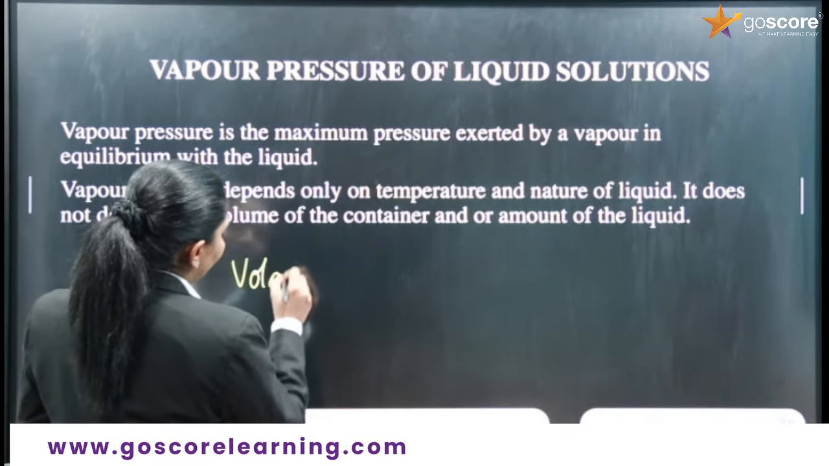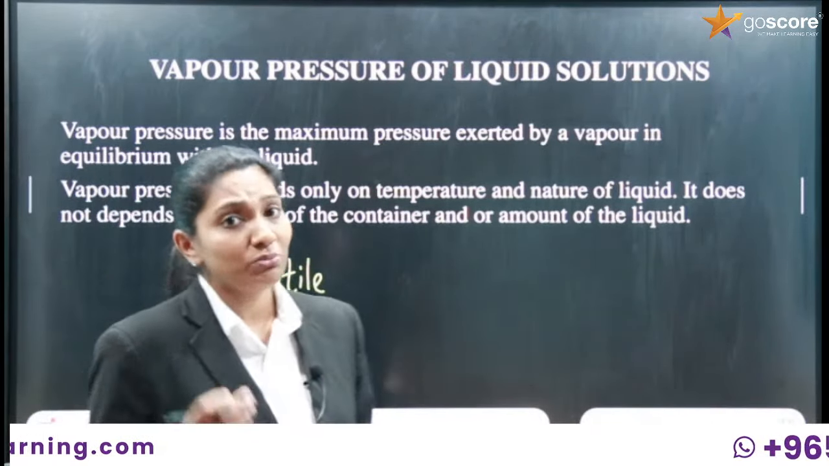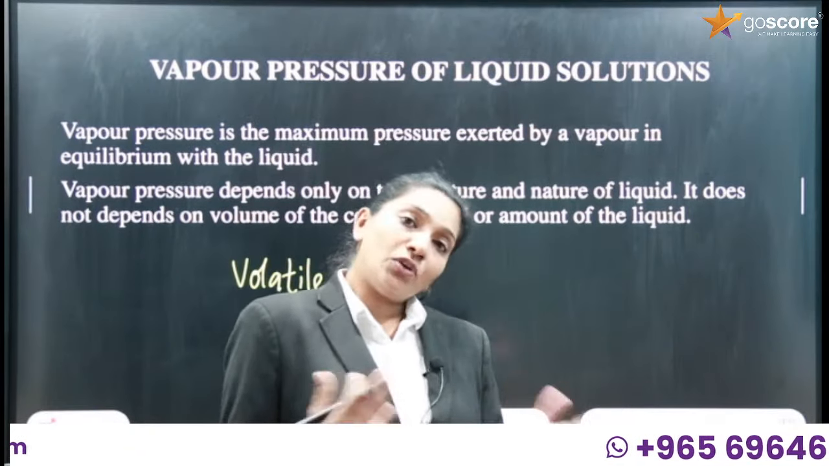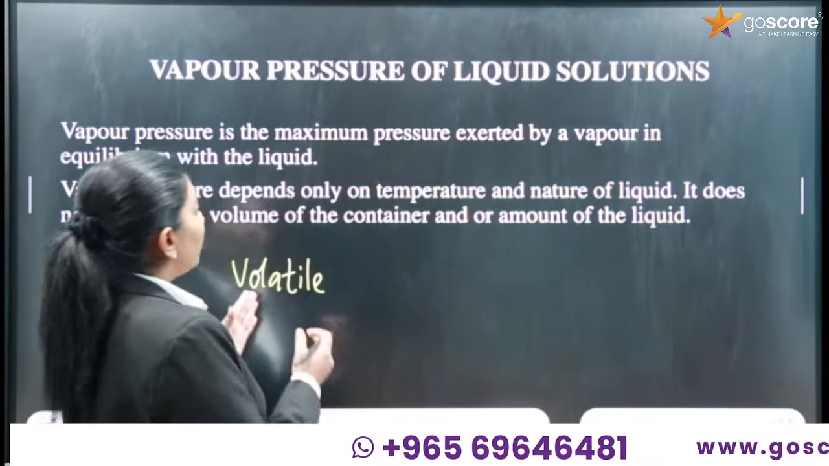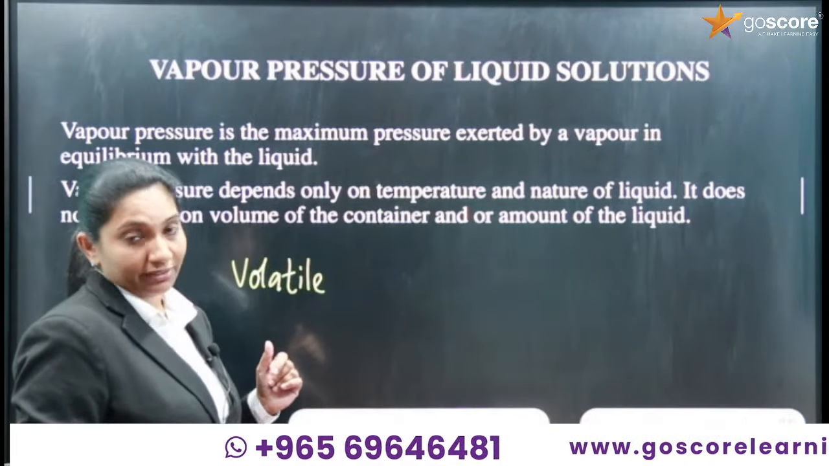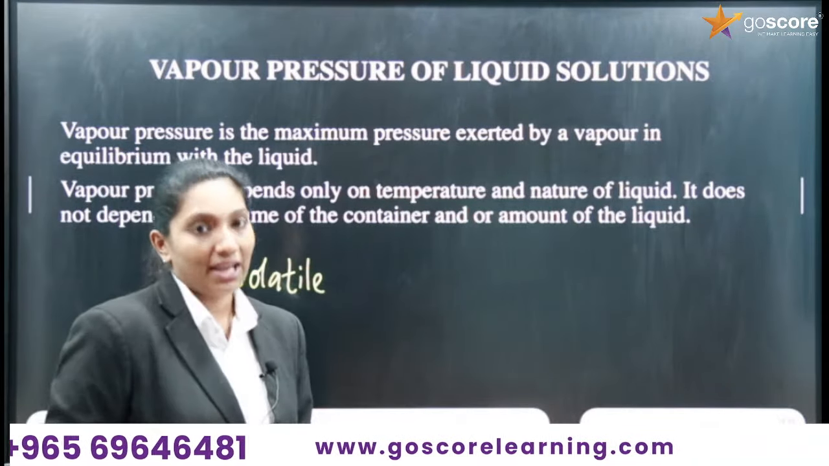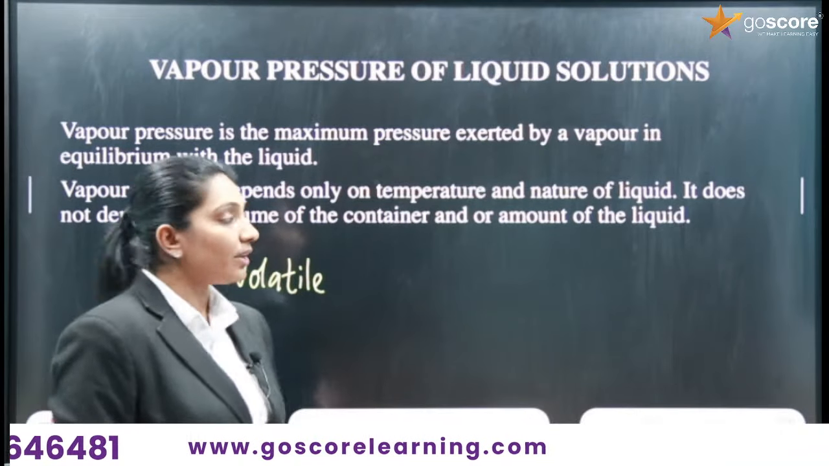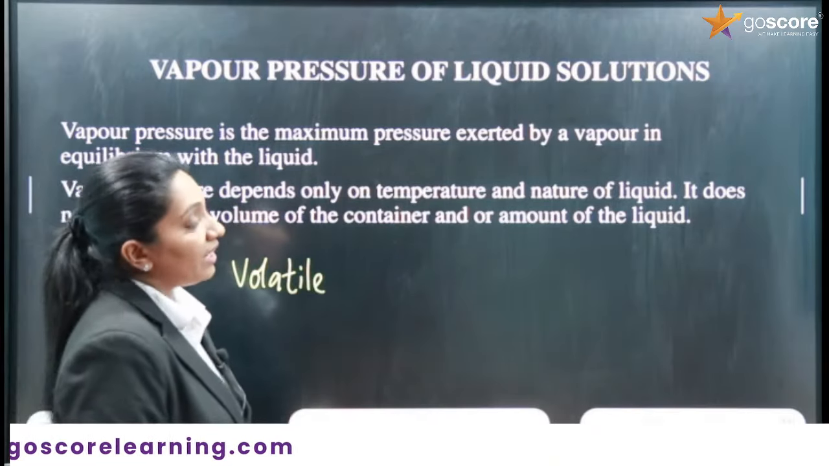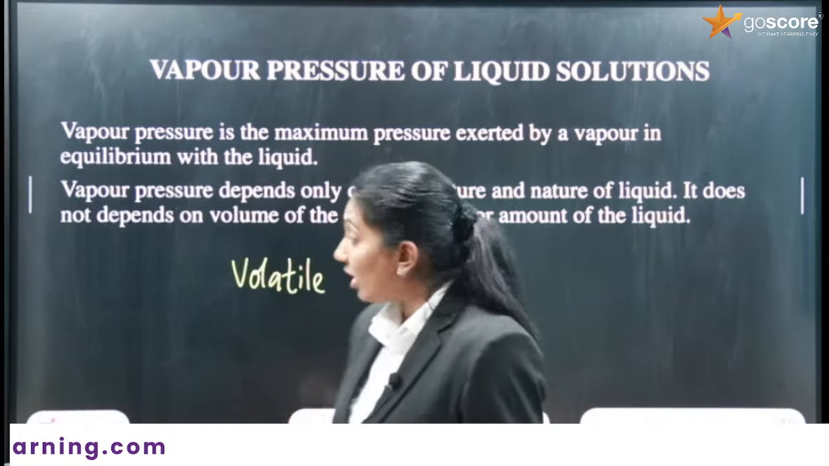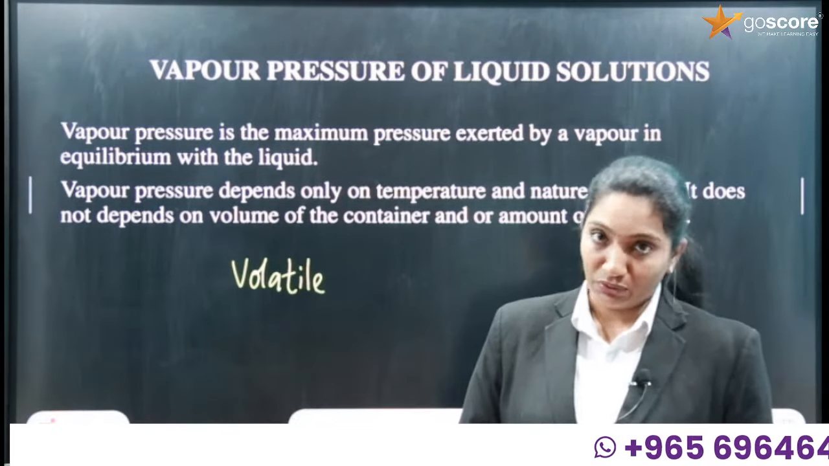What do you mean by volatile liquid? Volatile liquids are those liquids that can form vapors, and non-volatile means they cannot form vapors. So volatile liquids can exert vapor pressure, but non-volatile liquids cannot exert vapor pressure. The vapor pressure depends only on the temperature and nature of the liquid, and it does not depend on the volume of the container or the amount of the liquid in it.